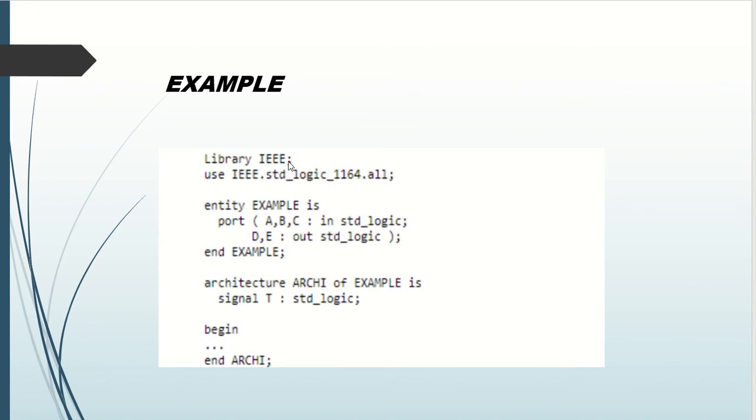Example. library IEEE; use IEEE.std_logic_1164.all; is a package. Entity example is a name, is a keyword. Port: a, b, c are inputs, d, e are outputs. So the declaration ends with end name. Architecture arg of example is signal t: std_logic; begin ... end arg. Every statement ends with a semicolon.